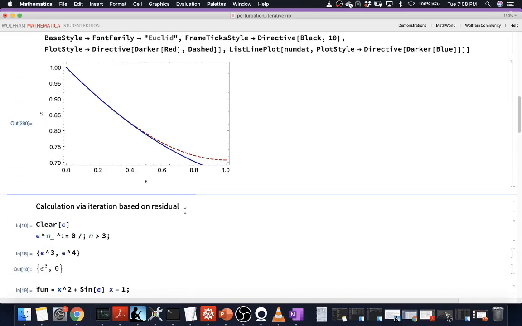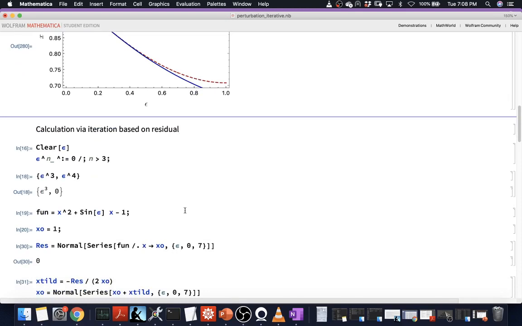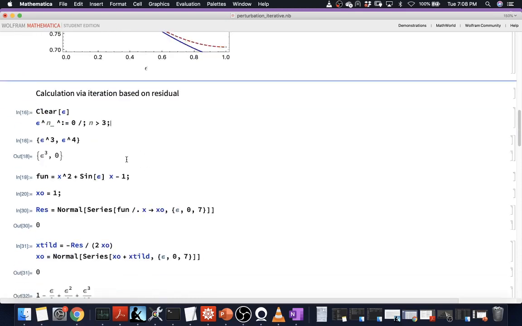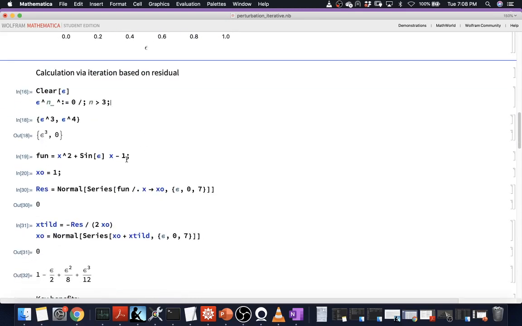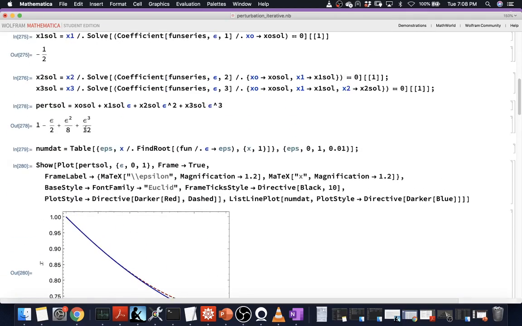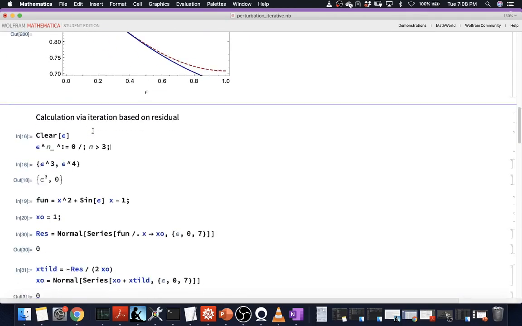Anyway, now I'll show you something fundamentally different, which is to use the iteration scheme. The first step in implementing the iteration scheme is to tell Mathematica that I'm only interested in solutions up to order epsilon cubed. In this case, I could have done epsilon squared also. Let's go to epsilon cubed because I had gone to epsilon cubed in the expansion method above.